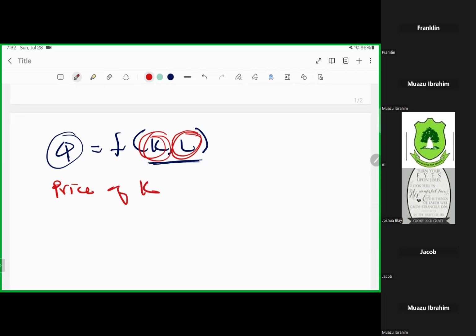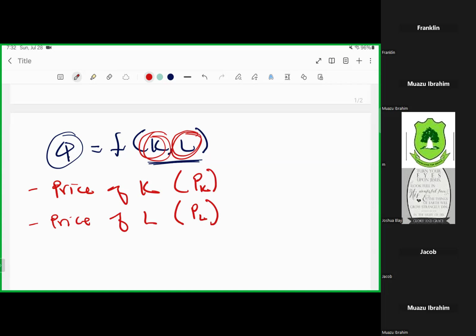For the price of capital. And you would also have to budget for the amount that you will pay on the price of labor. Now, the price of capital, we will refer to it as PK. And the price of labor, we will refer to it as PL. So what will be the budget for this particular case?